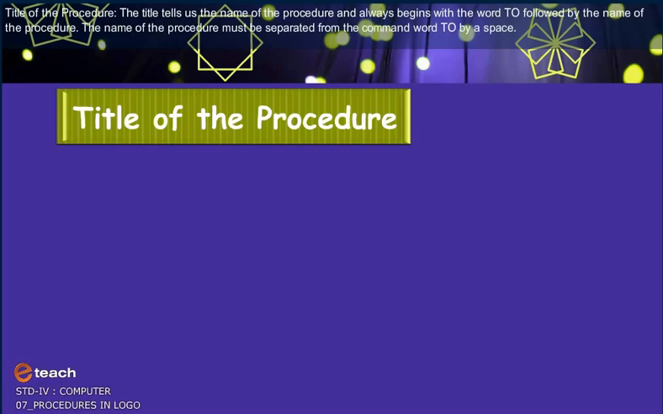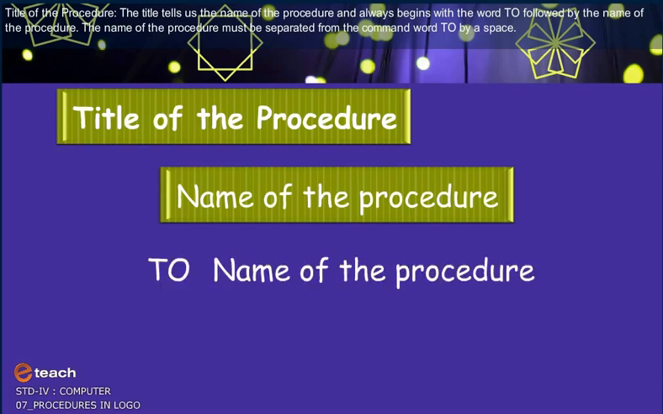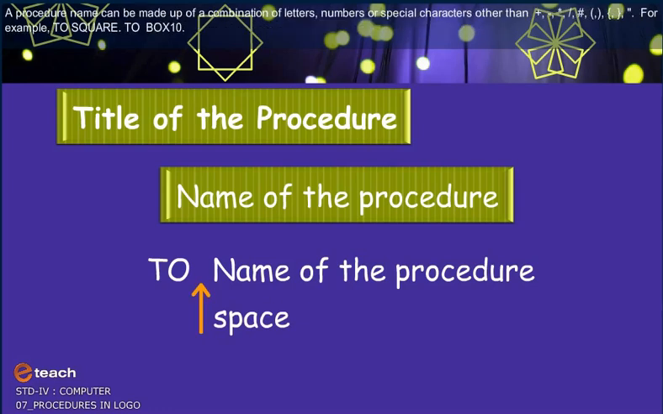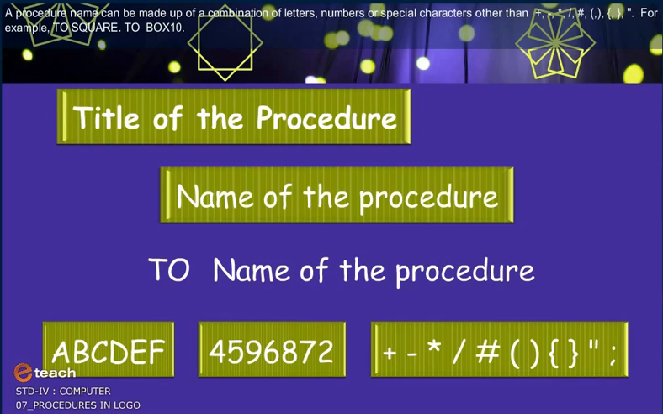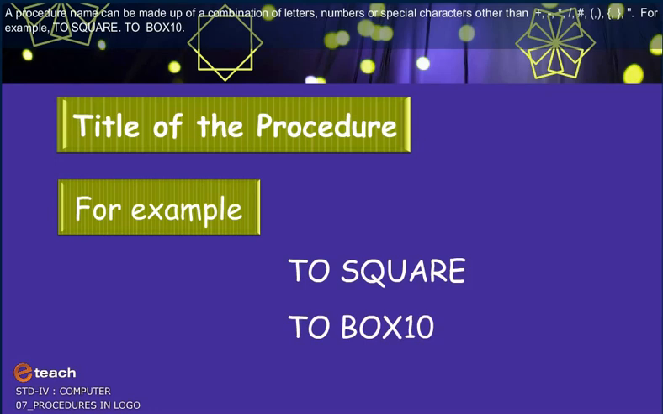Title of the procedure. The title tells us the name of the procedure and always begins with the word TO, followed by the name of the procedure. The name of the procedure must be separated from the command word TO by a space. A procedure name can be made up of a combination of letters, numbers, or special characters. For example, TO square, TO box10.